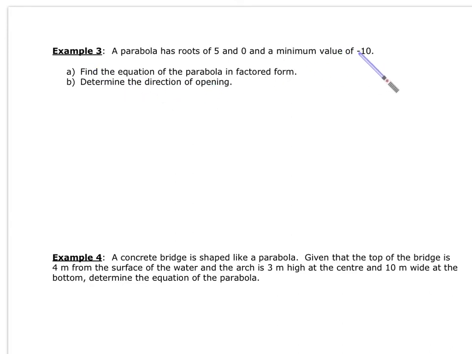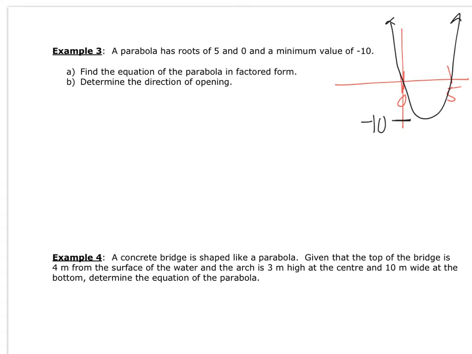No problem. Minimum value of negative 10. Let's just draw a quick picture. So it's going to look something like this. The parabola has roots of 5 and 0. So we've got 0 here and 5, and a minimum value of negative 10. Doesn't that mean that the parabola has to look like this? It has to be a minimum of negative 10. Okay, so if it opens up, it has a minimum. So it looks something like this.